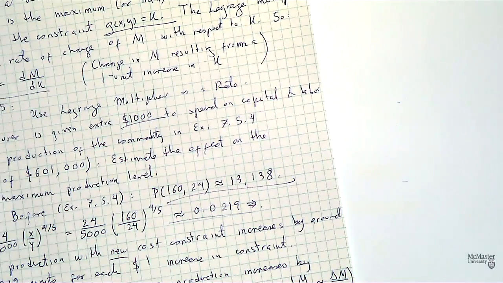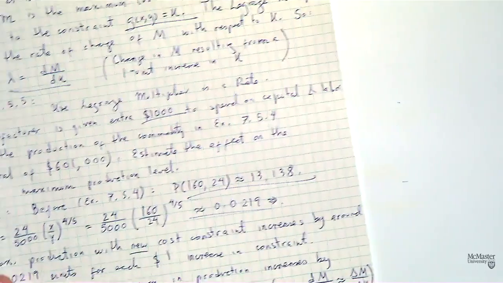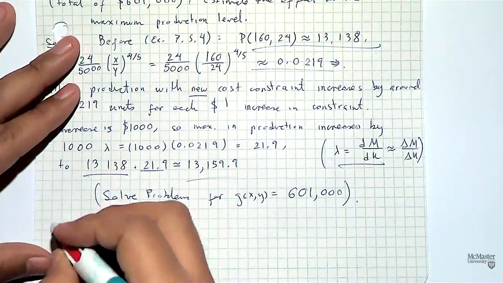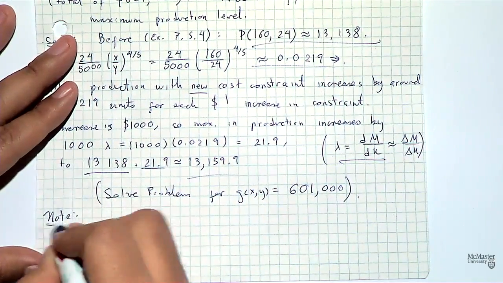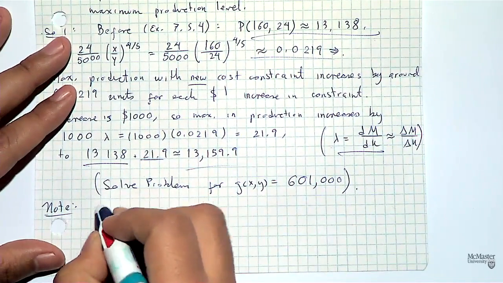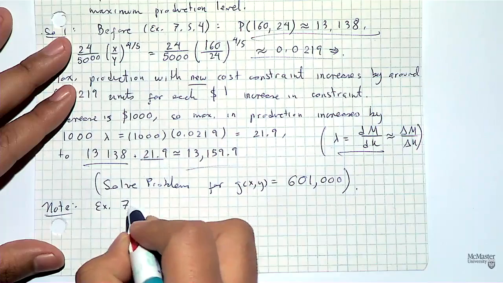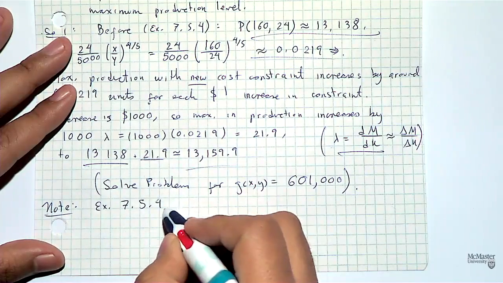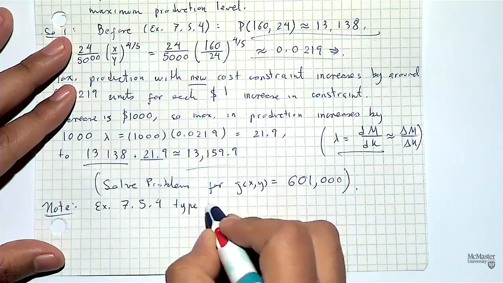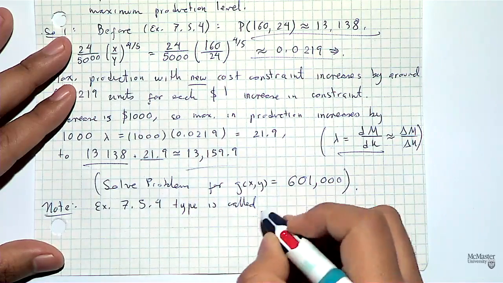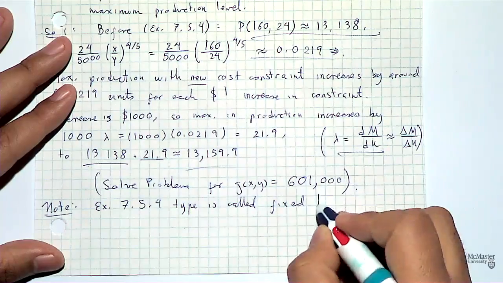And there is just one definition or some notation for some of these quantities, which is a mental note for you, that the type of problem of example 7.5.4 is called a fixed budget problem.